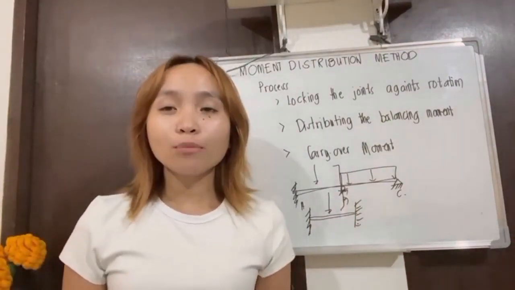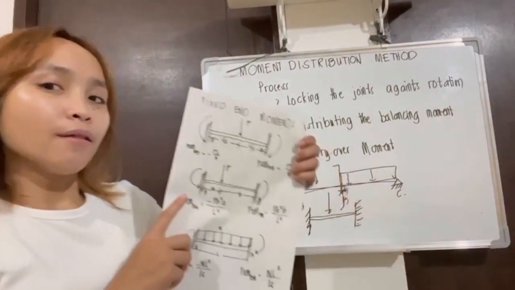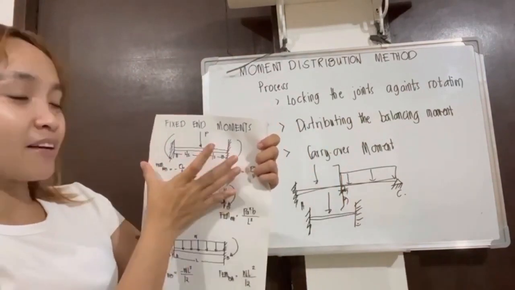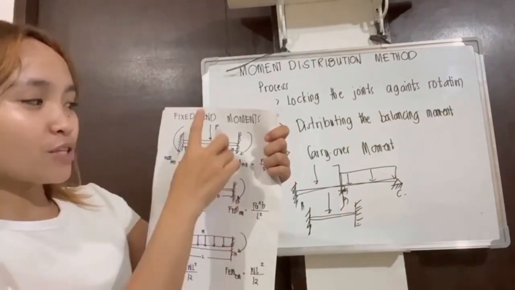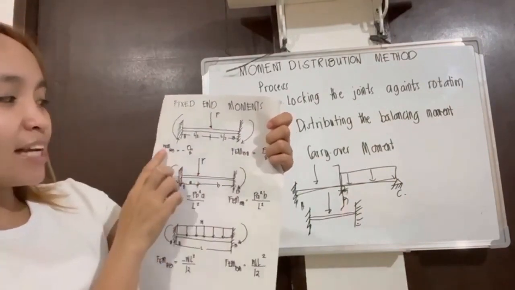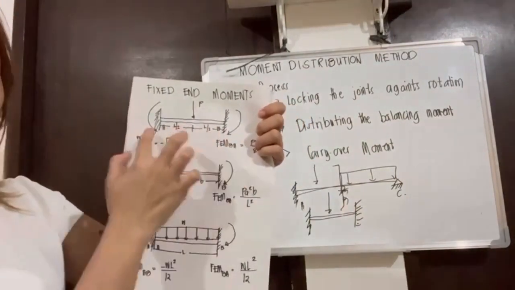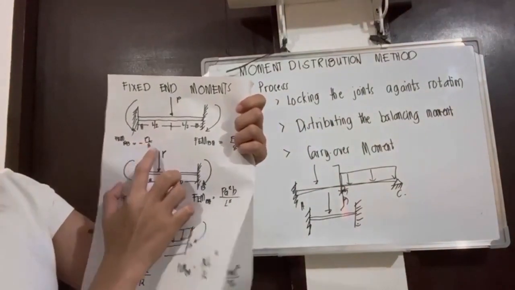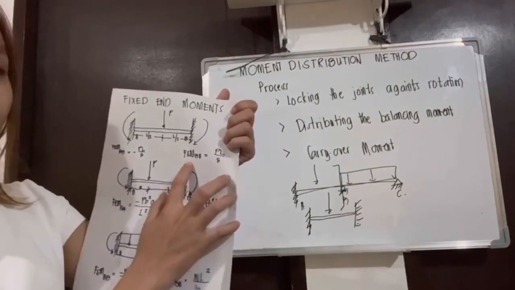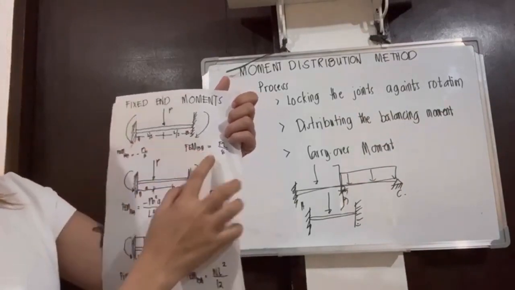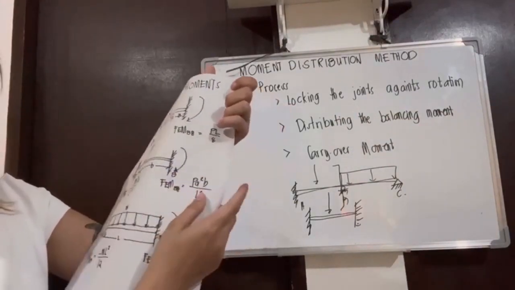And there are common fixed end moments. So, this one, it is a restrained beam. So, it has a symmetrical load, which is in the center. So, ang iyang fixed end moment sa AB, which is, ang iyang formula is negative PL over 8. And ang iyang fixed end moment sa BA is positive PL over 8.